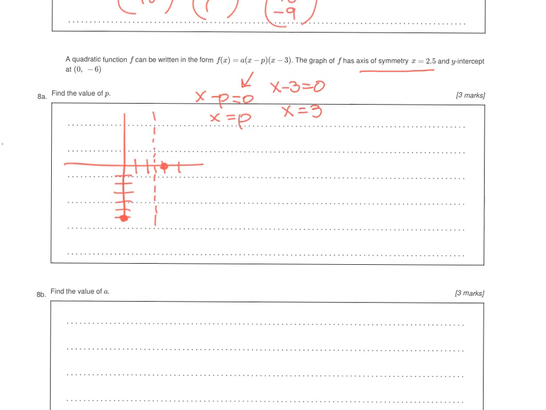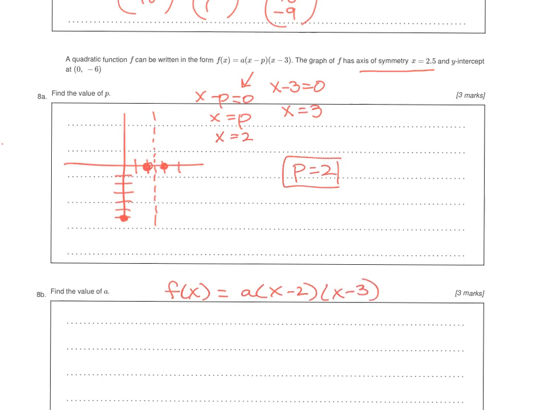Well, when we think about this one, we have here this axis of symmetry right here. We know one of the roots is 3, so the other one has to be the same distance from the axis of symmetry. So there has to be the other root here at 2. So that tells us that p must be 2 because of the symmetry. So now we have an equation that looks like this, a times x minus 2 times x minus 3, and it says find the value of a.